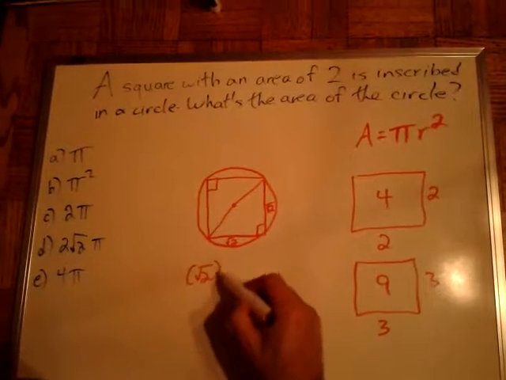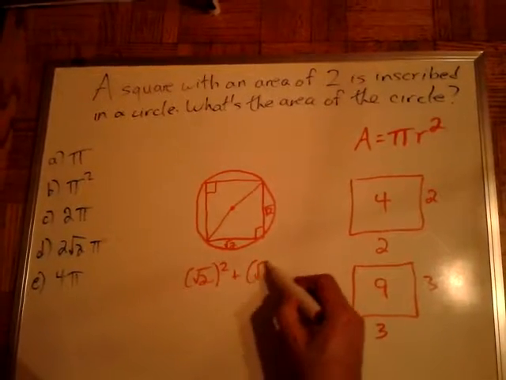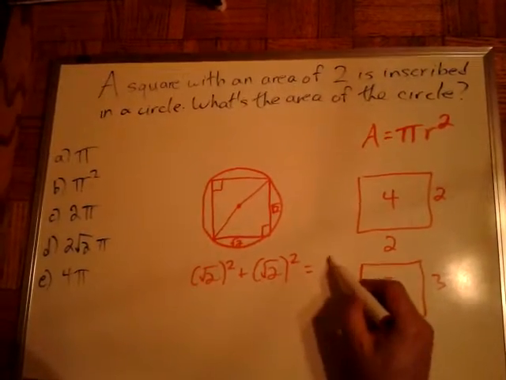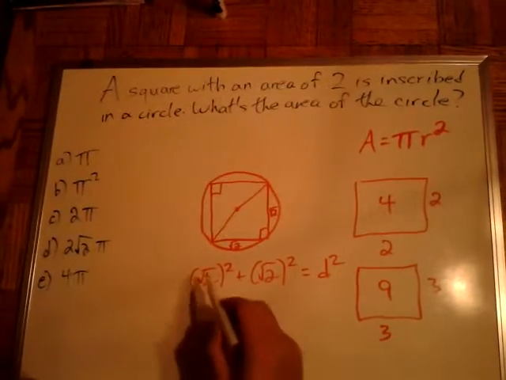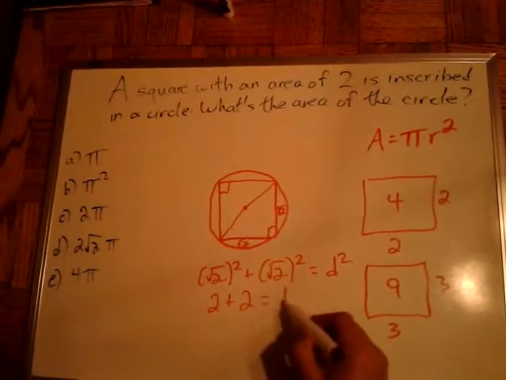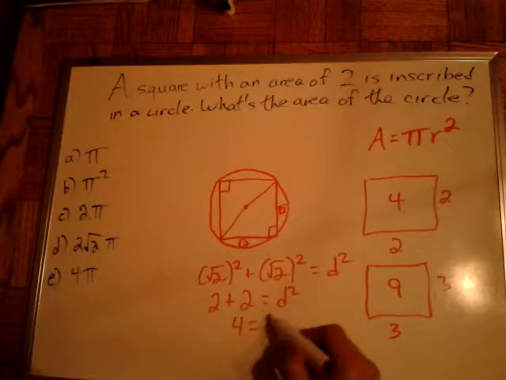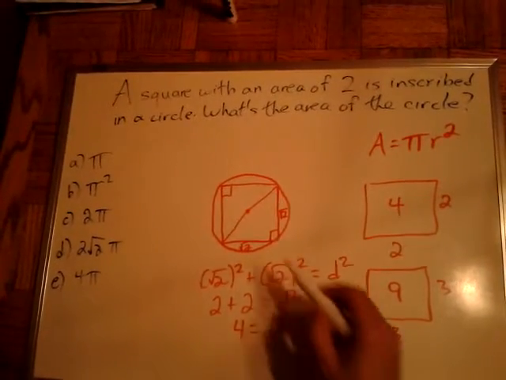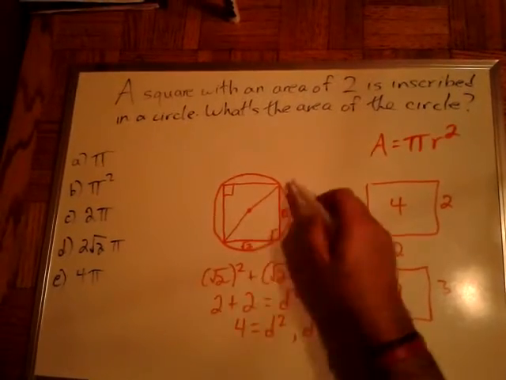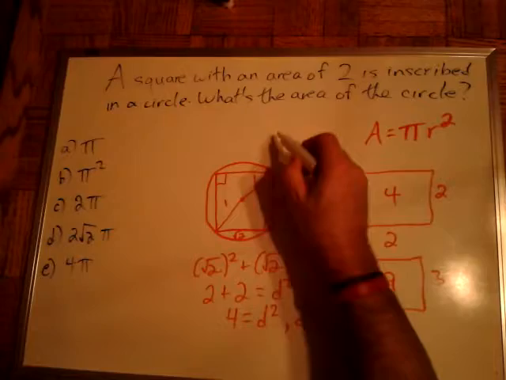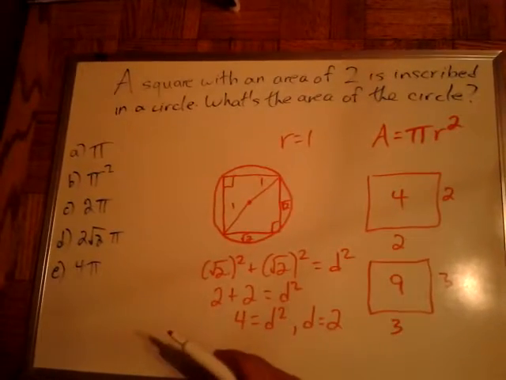It's the square root of 2 squared plus the square root of 2 squared should give us this. We'll just call that the diagonal squared. Square root of 2 squared is just 2. 2 again, that gives us d squared. So 4 is d squared, making d equal to 2. So if the whole diagonal is 2, I guess it's fair to say that this will split to 1 and 1, making the radius equal to 1.